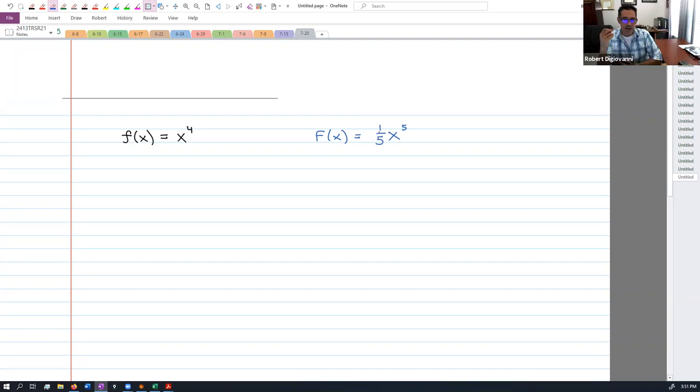Does everyone see that? That five comes down, hits the one fifth. The one fifth goes away with the five. You have the one now. Its power comes down. You got x to the fourth. And then, you know what? Let's just get the general. Plus c. Boom. There it is. Okay. Right? That'd work.